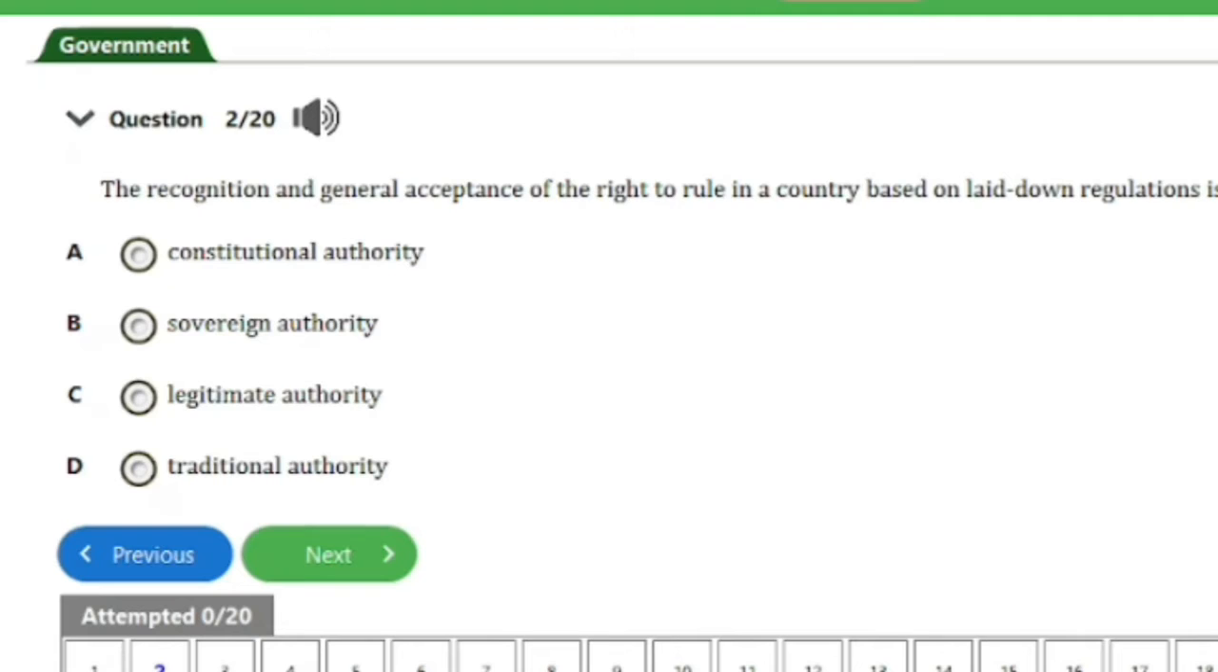So over here is question number 2. It says, the recognition and general acceptance of the right to rule in the country based on laid down regulations is known as A. Constitutional authority, B. Sovereign authority, C. Legitimate authority, D. Traditional authority. So guys, the answer to this question is option C here. That's legitimate authority. And that's it for this question. So let's head on to the next question, guys.